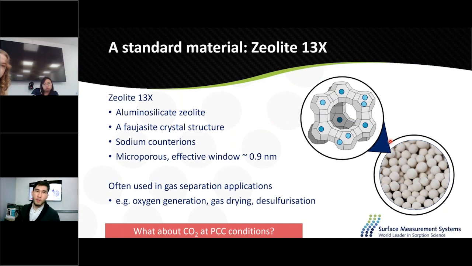We move on to another prototypical material for carbon capture, zeolite 13X. This material was also shown in Hassan's study. It is very prototypical because there's a lot of data out there where we can compare pure component uptakes, kinetics, multi-component uptakes, etc. Essentially, it's a faujasite aluminosilicate zeolite with sodium counterions. It's already used in gas separation applications, which means it's commercial and very easy to obtain.